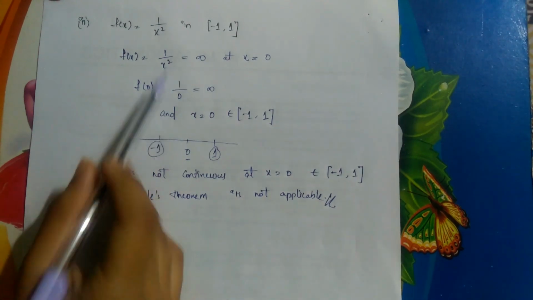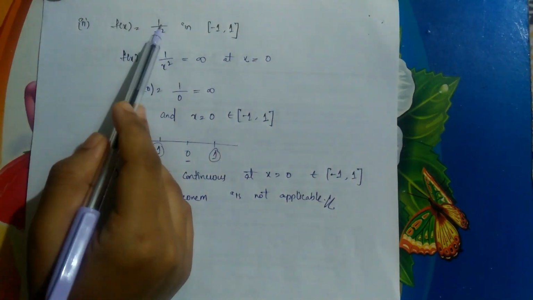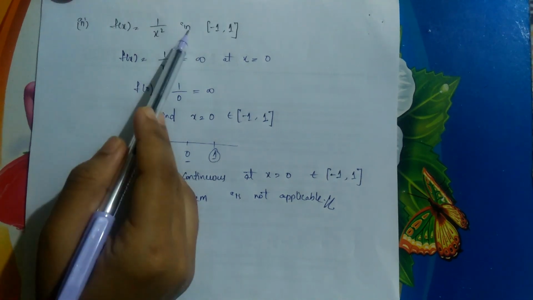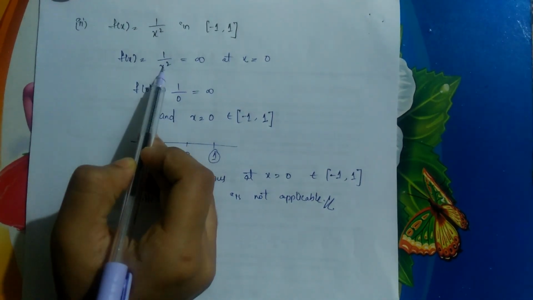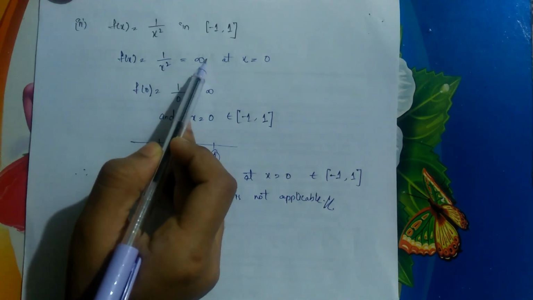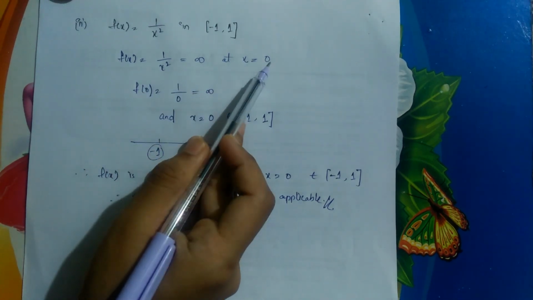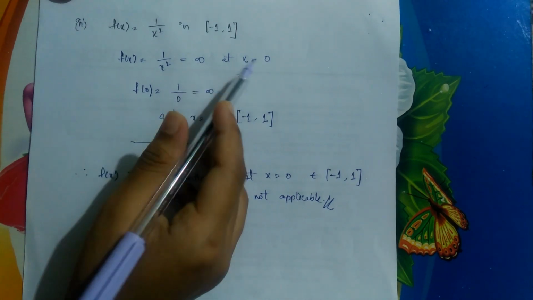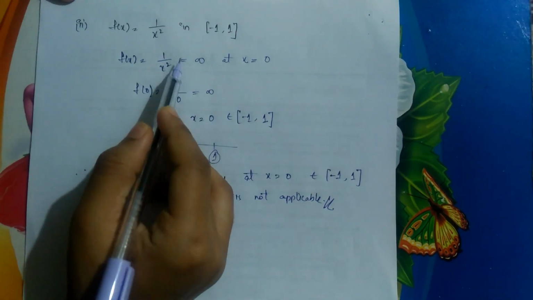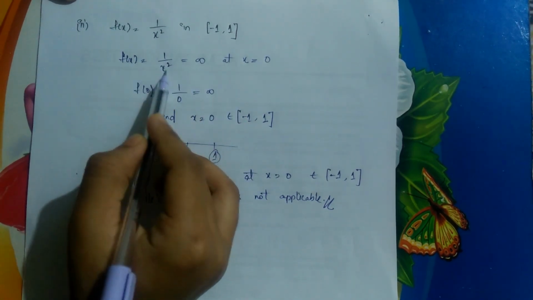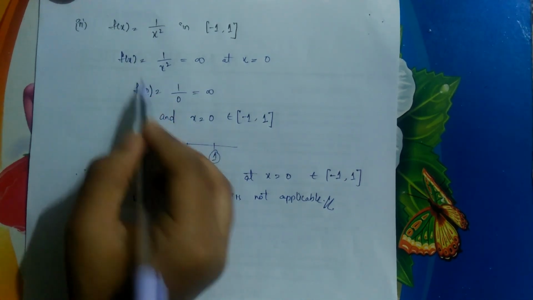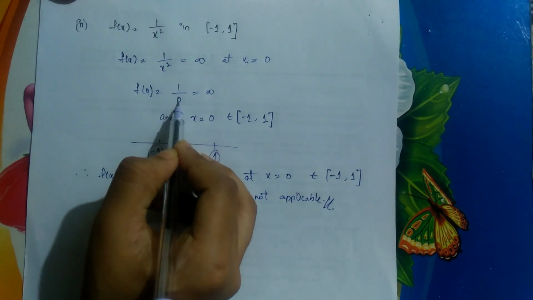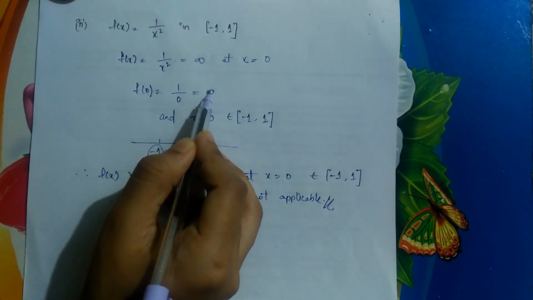And then the next question: f(x) = 1 by x square in the interval -1, 1. So f(x) = 1 by x square, and this equals infinity at x = 0. So at x = 0, the function is discontinuous, which means you are getting an infinite value. When you substitute 0 in the given function, f(0) = 1 by 0, and 1 by 0 value is infinity.